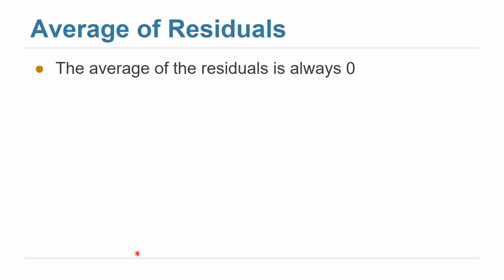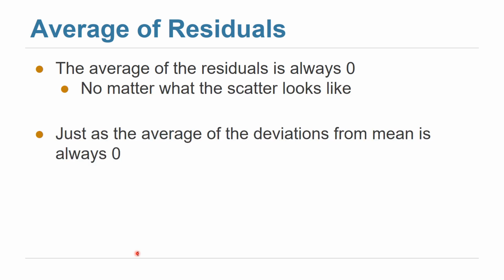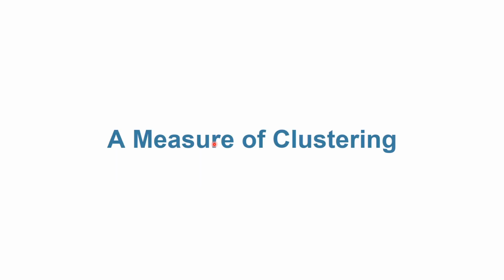So the average of residuals is always 0, no matter what the scatter looks like. Just as the average of the deviations from the mean is always 0. Remember, we saw this previously when we talked about standard deviation. If we take the average of a list of values, then compute the difference between the values and the average and sum them, we also get 0. And that's no matter what the data looks like.